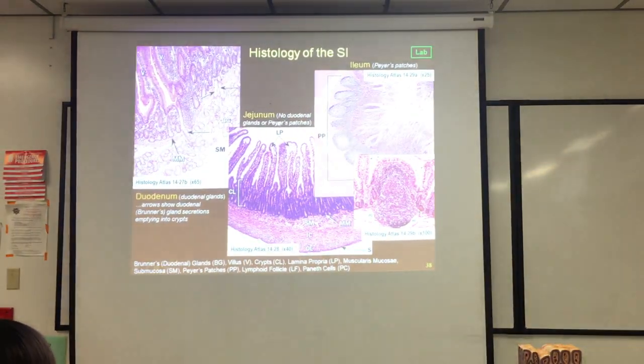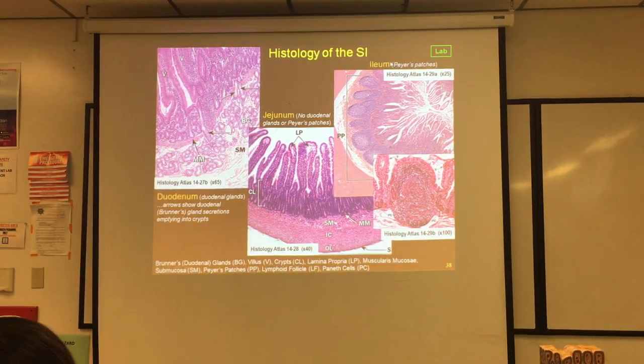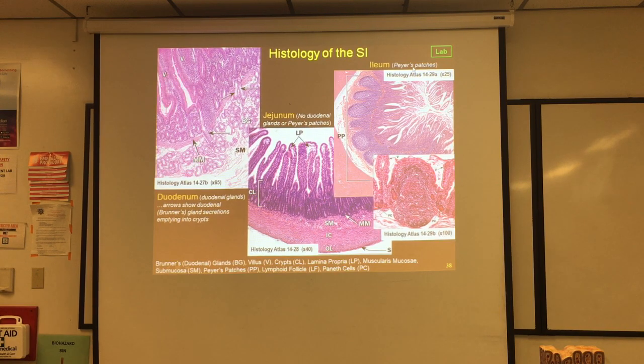Jejunum doesn't have the Peyer's patches that you find in the ileum. Jejunum doesn't have the duodenal glands, submucosal glands, that you find in the duodenum. So that's how you're going to tell the difference between these three. If you're looking at a section of small intestine, there's no submucosal glands, no Peyer's patches, that's going to be jejunum. If you see submucosal glands, you know it's duodenum. Peyer's patches, you know it's ileum. Aside from that, they do look somewhat similar, but you do have much more folding in the jejunum than you do the ileum, since we don't do as much absorption near the end.